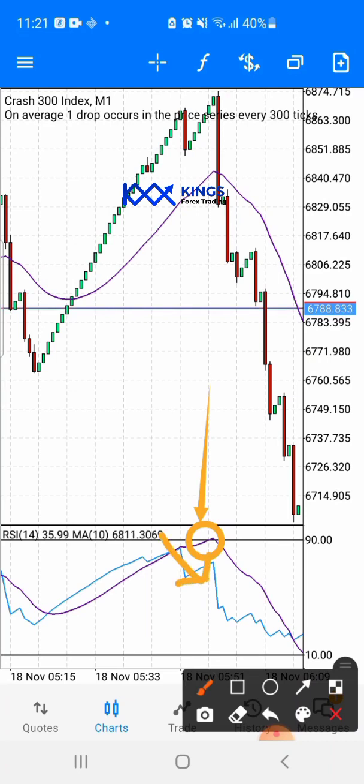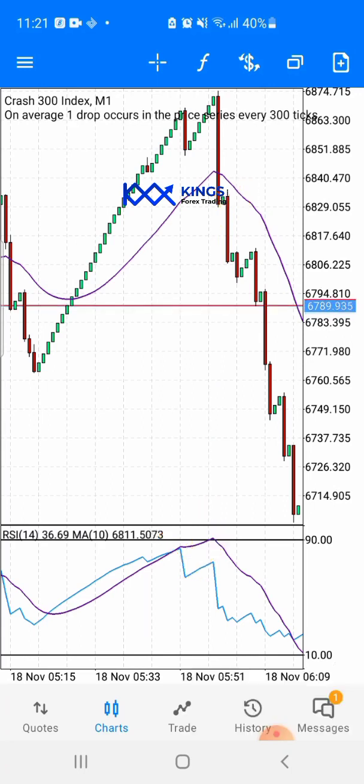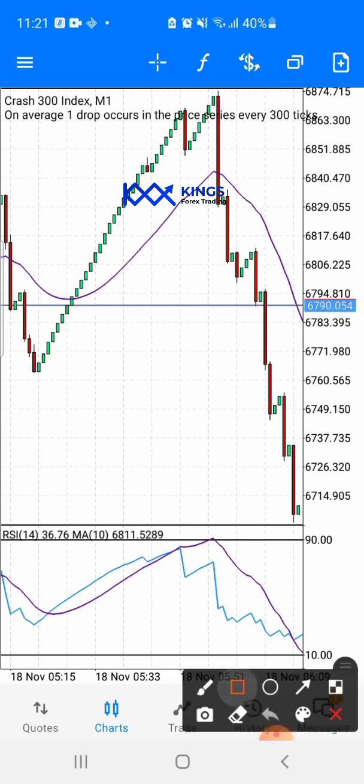Once the blue crosses, I wait for maybe a pullback to my moving average right here, or I make entry immediately once the first spike comes. If the spike is not that long, I make entry. If the spike is long, I wait for a little pullback to that moving average before I make my entry. If you look here, this spike is not long. You can see that spike right there, that brought the crossing.